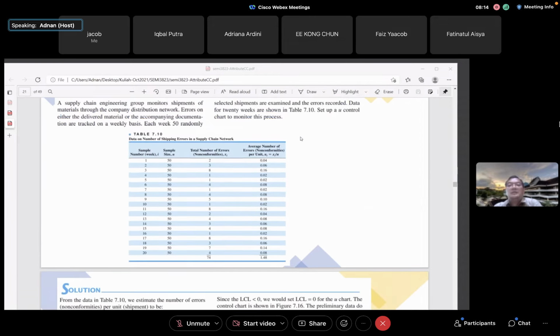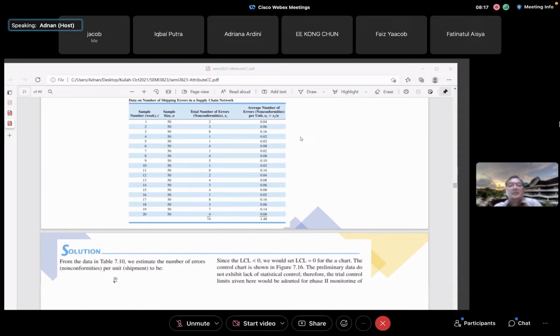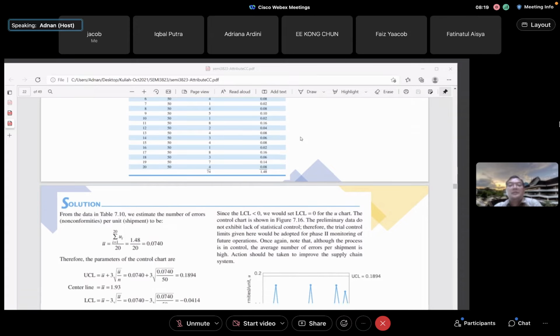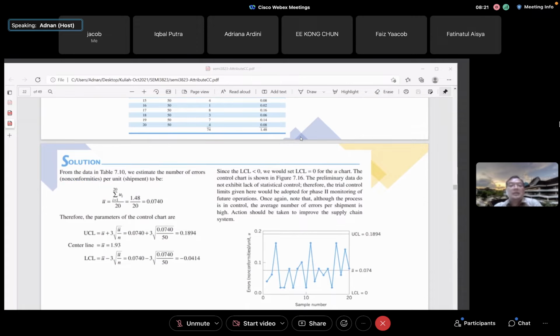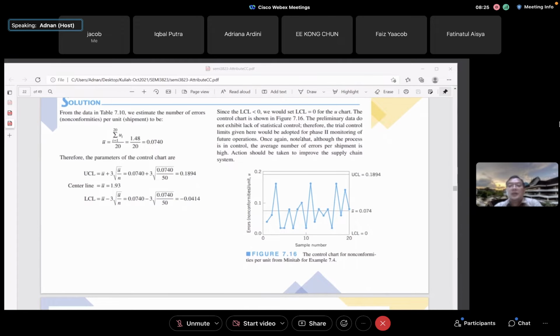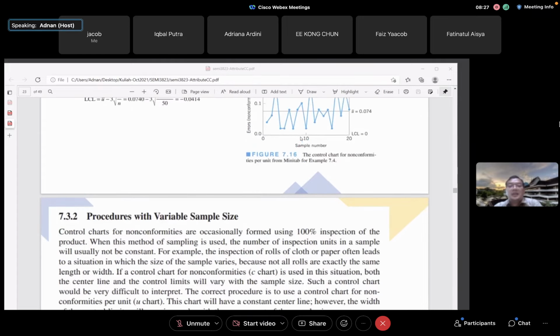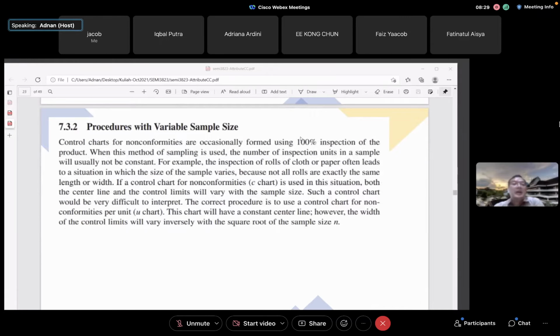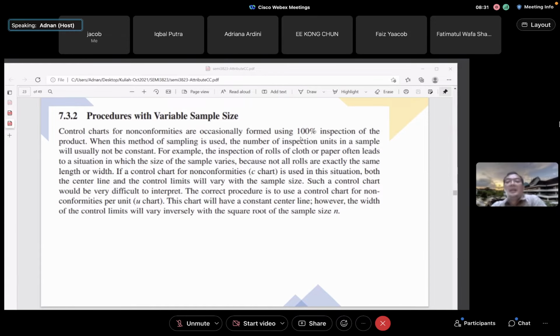And also we have examples here. In your assignment you also have a related question, almost similar to what we have discussed. So you have to check your understanding by doing the assignment. All right, so as I said, the U chart is effective for variable sample size.